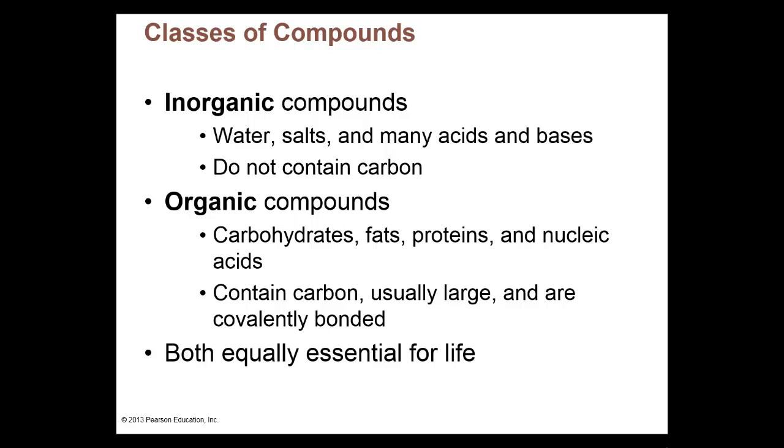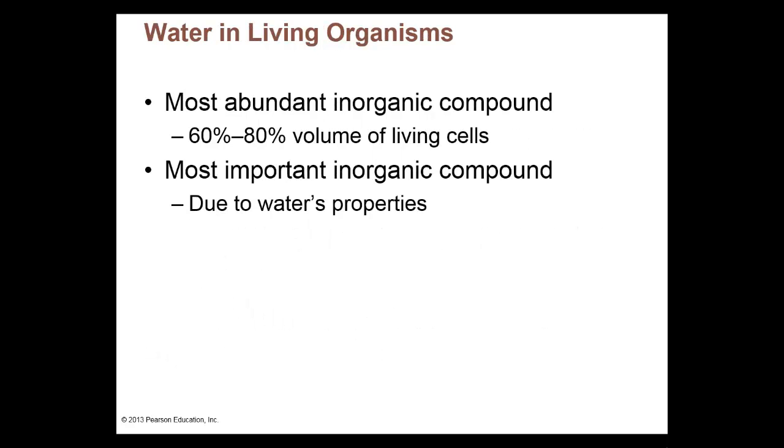Now, we're going to focus a whole bunch on organic compounds today, but we're going to look at one particular inorganic compound first. The biggest one that you're going to find inside the body is water. It is the most abundant inorganic compound out there. When they say you're mostly made up of water, it's true. 60 to 80% volume of our living cells is all water. Most of the fluids in our body are water-based. So it becomes the most important inorganic compound in our body because it has lots of different properties, other than the fact you just find lots of it.